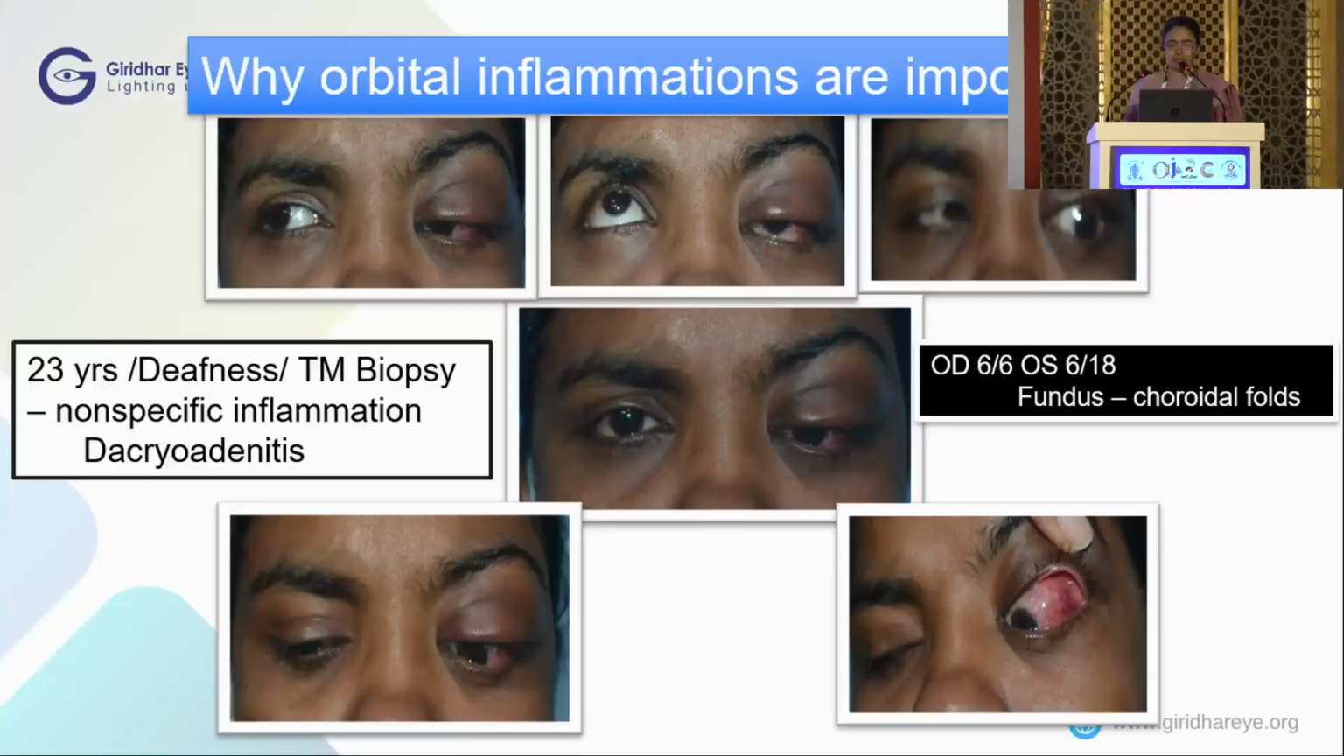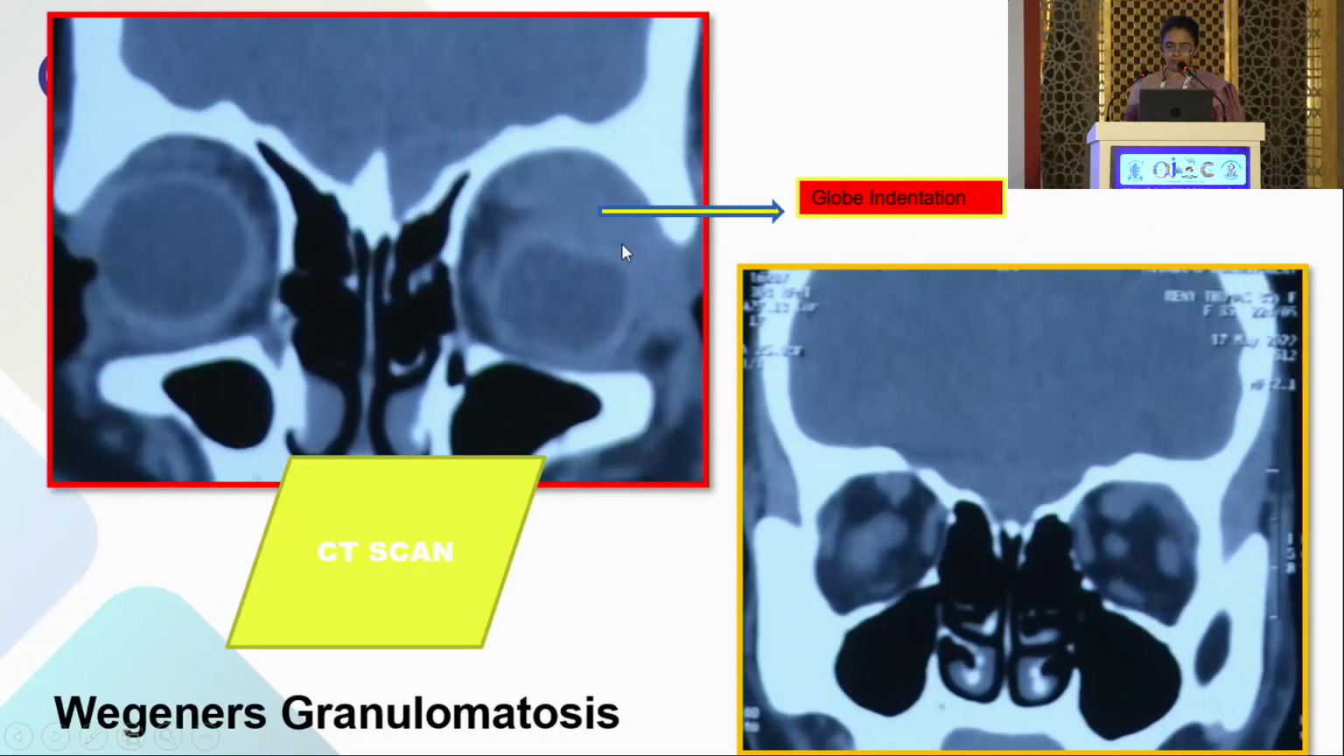So why are orbital inflammations important? Here is a 23-year-old female, a known case of deafness, who had already undergone a tympanic membrane biopsy that turned out to be non-specific inflammation. She presented to us with features suggestive of left dacryadenitis. Visual acuity in the left eye was 6/18. Fundus showed choroidal folds. CT scan shows diffuse inflammation involving the lacrimal gland as well as the superior rectus and the lateral rectus, causing indentation of the globe.